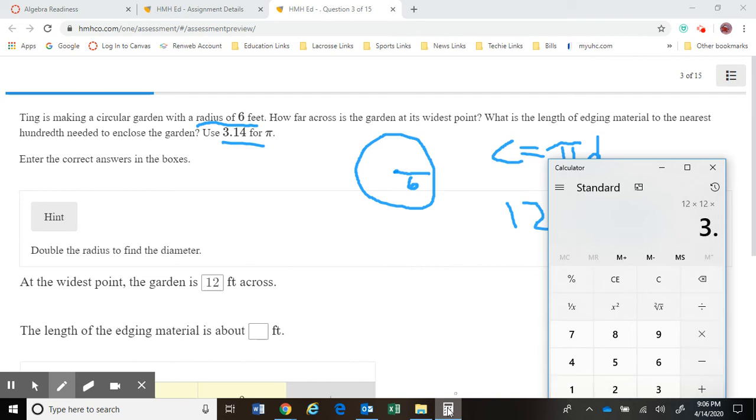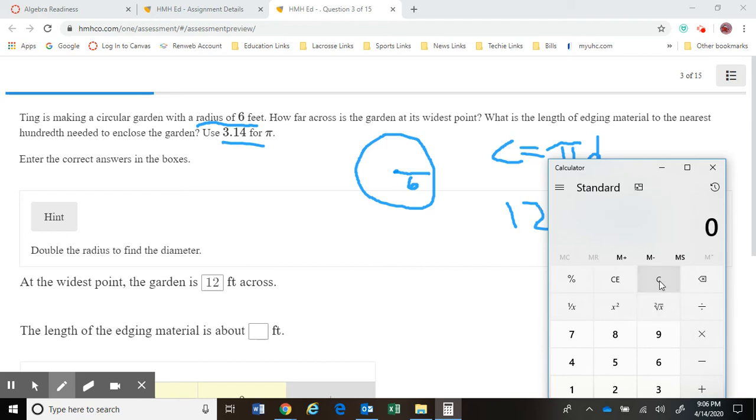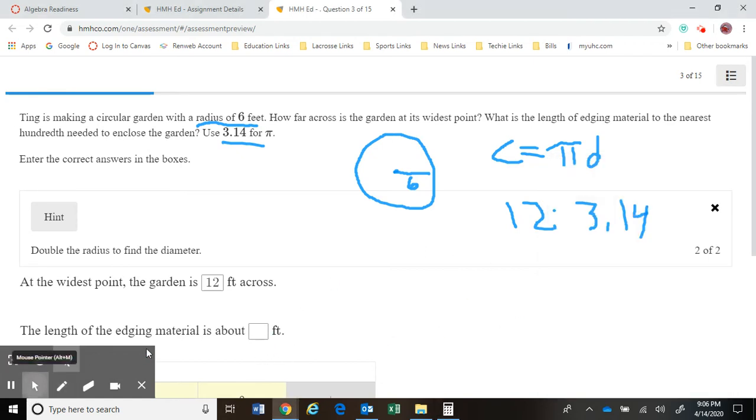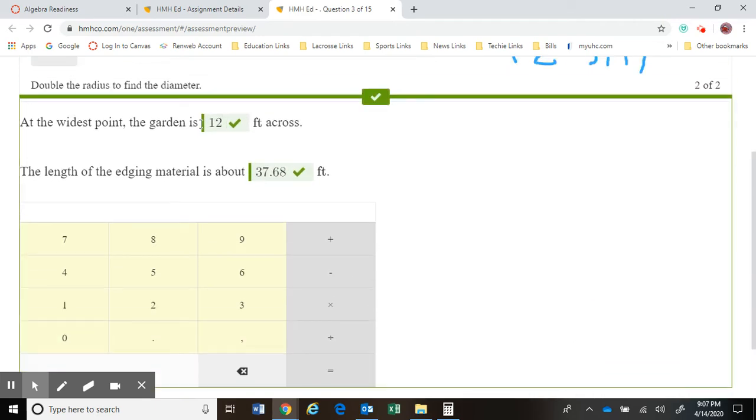12 times 3.14. Okay, and what did you get as your answer? Let's see. Ooh, I put 12, 12. I was wondering why it's 12 times 3.14. There we go. 37.68. It was giving me a little mistake, and I saw why. 37.68, and we check it, and we're good.